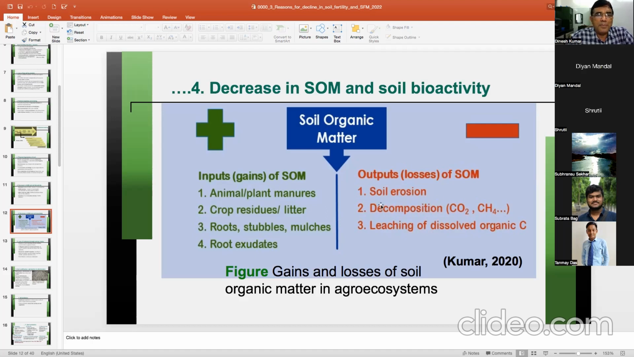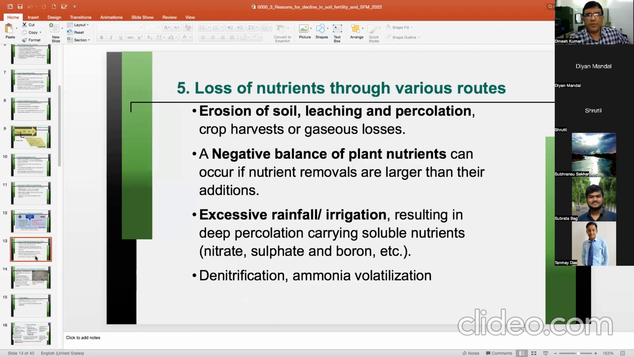So you need to see the balance. If balance is towards the left side, then you will not worry. If balance is towards the right side, means you get more losses than input, then you will have loss or decrease in organic matter. Loss of nutrients through various routes like leaching, percolation losses are there, and you can get volatilization losses, denitrification losses. So a variety of losses are there, particularly in case of nitrogen.